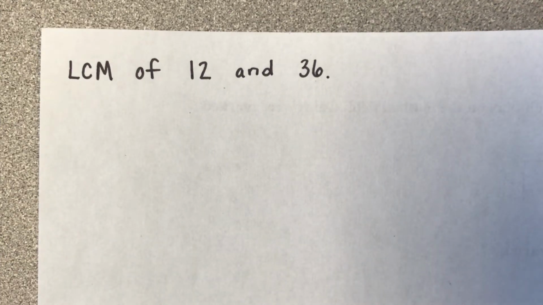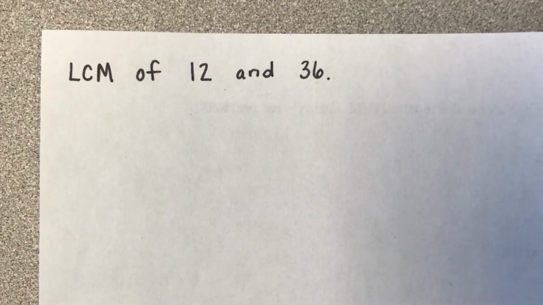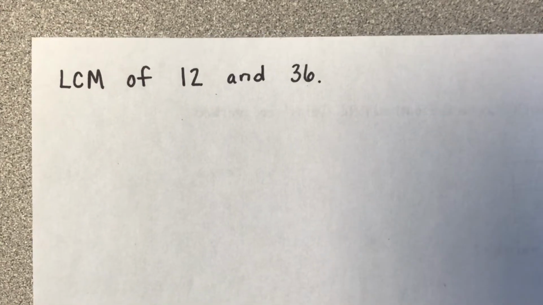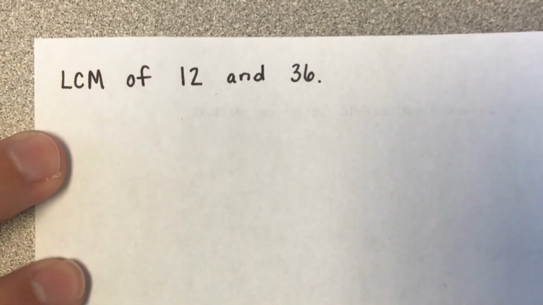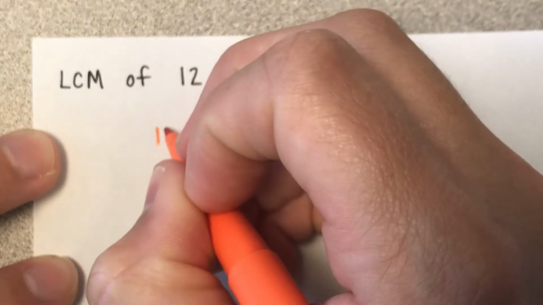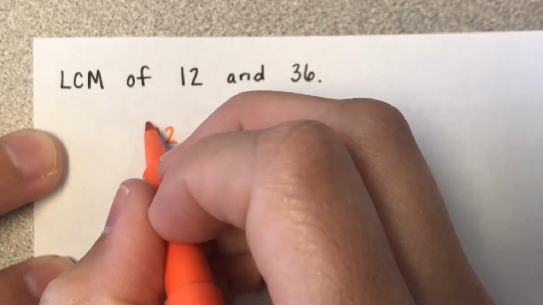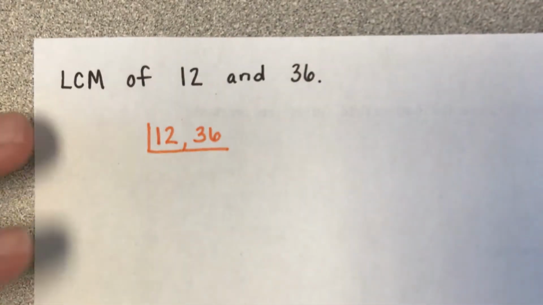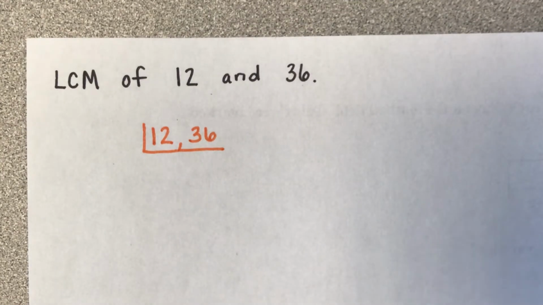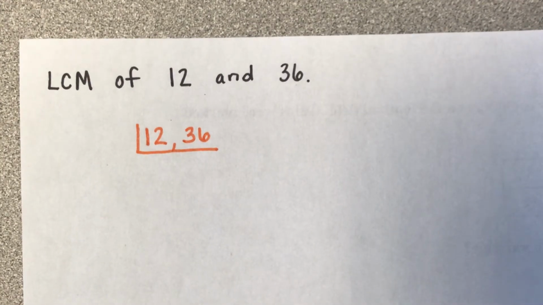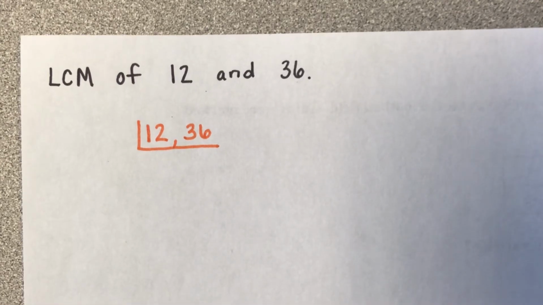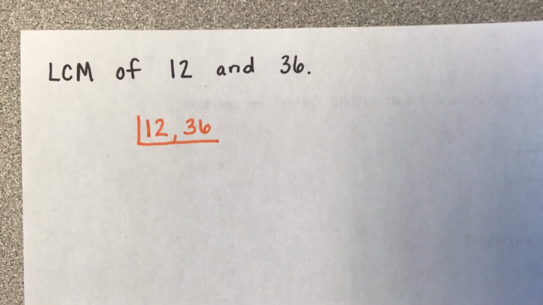Okay, so we are doing the LCM, least common multiple, and we are going to use a method called the upside down birthday cake. What you do is you start with the two numbers they give you, and we are trying to find the smallest multiple between these two numbers. You could list out all the multiples and find the smallest one that matches up, but I think this upside down birthday cake is a little bit quicker and easier.